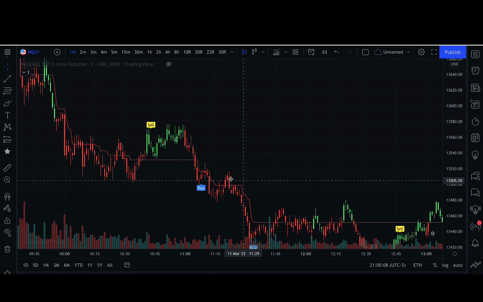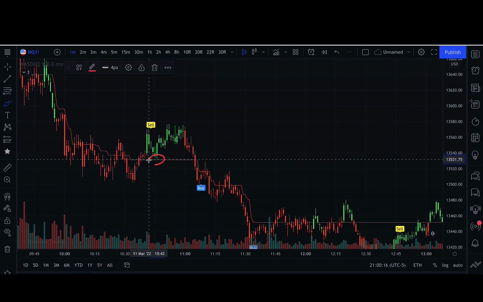There you are. So it says sell right here. All right, so this works. The line is red. The candles are above the line. Okay, and it says sell. That's perfect. So now it's time to talk about what type of trader you are.